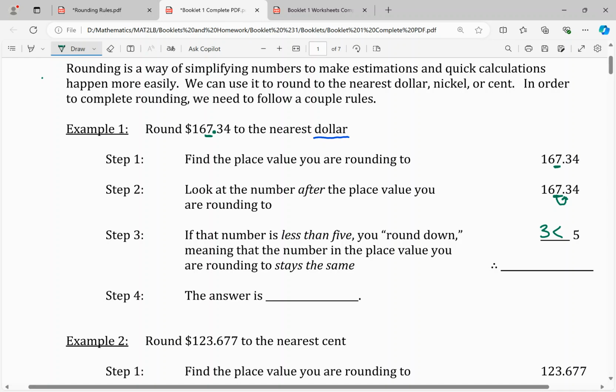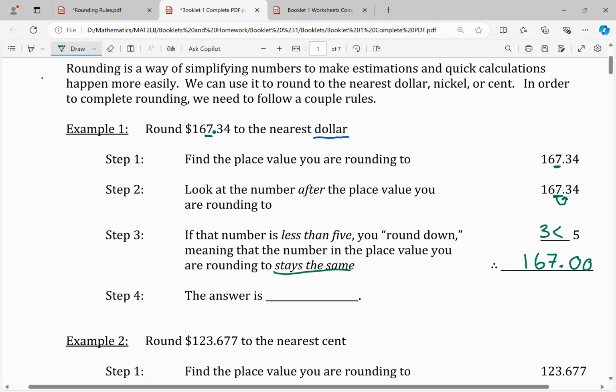Now, the tricky part of this is that before, when we rounded up, our number increased. But when you round down, your number doesn't decrease. When you round down, the number that you are rounding stays the same. So in this case, our $167.34 would just change to 167. And then everything after that 7 would turn into a 0.